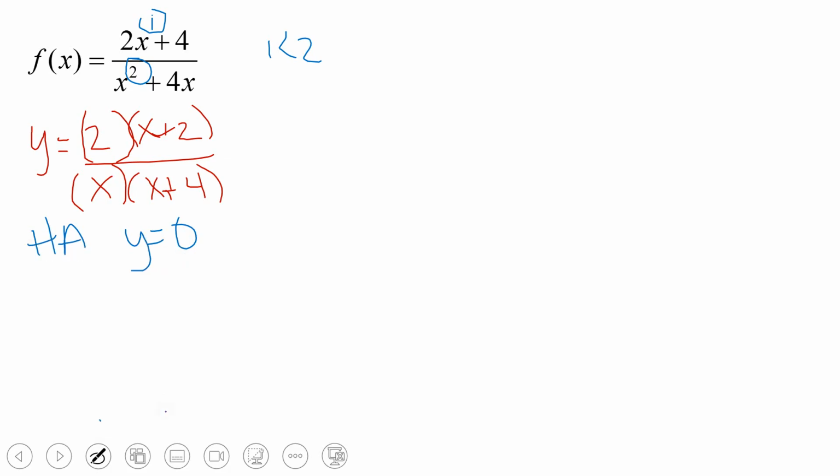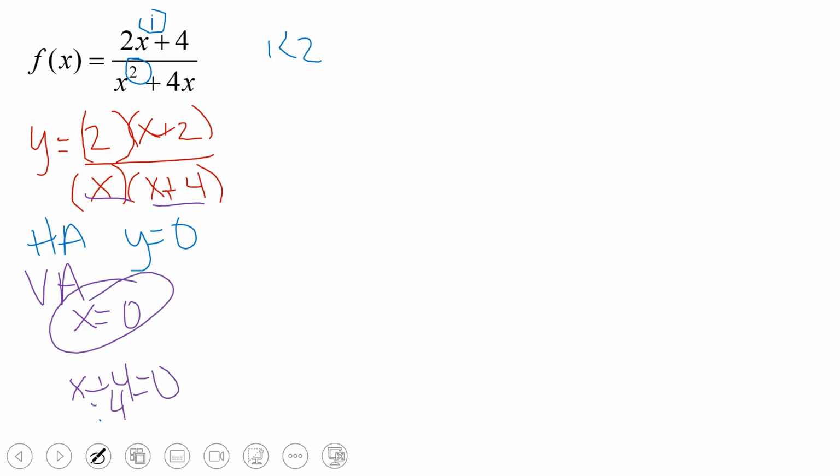What is the vertical asymptote? Well, I get to take the factors below, and I'm going to set each equal to 0, and I'm going to solve. Well, one's already solved for, and when I subtract 4 to the opposite side, the other is negative 4. So I have vertical asymptotes at x equals 0 and x equals negative 4.